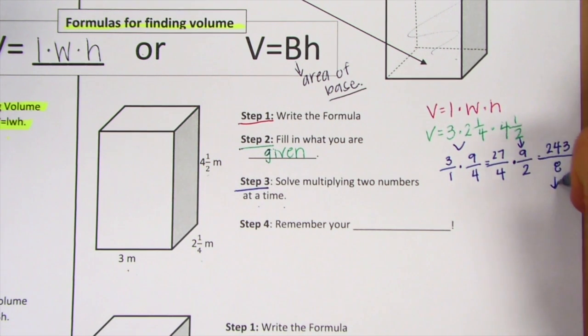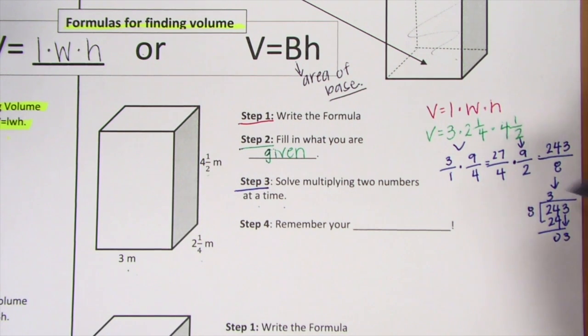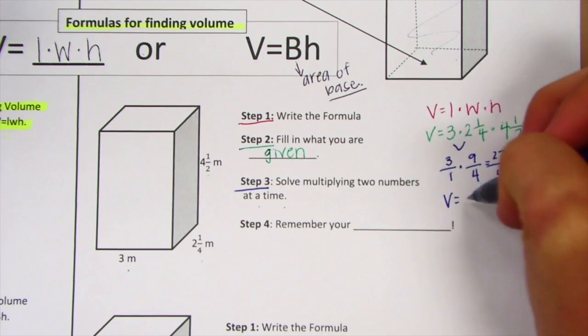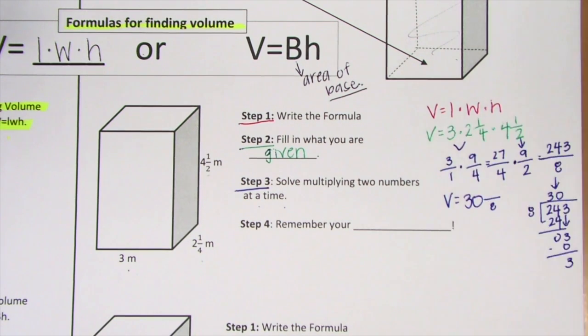You have to turn that into a mixed number. How do we do that? We divide. So 8 is going to go into 243 30 times with 3 left over. So our volume is going to be 30. Our denominator stays the same, and our remainder becomes our new numerator.